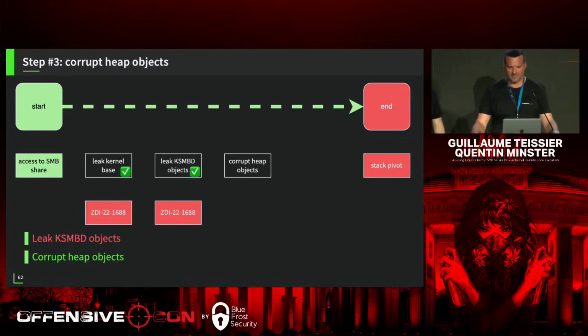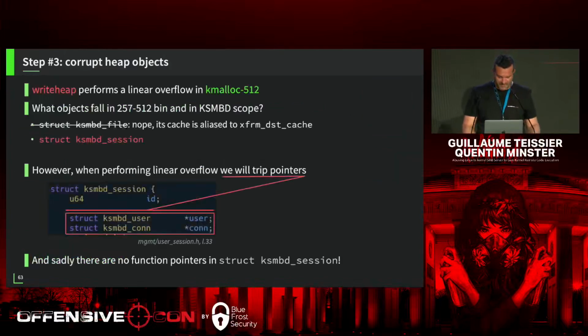That's my part, because I'm the business owner of the write heap primitive. We have leaked a lot of interesting information, thanks to Quentin. Now the question is: is that enough to corrupt heap objects and gain what we want to achieve, which is a stack pivot? Well, the answer is no, because write heap is cool, but it's just a linear overflow in kmalloc-512. As we are bound to the KSMBD scope, we need to find KSMBD allocated objects that will fit and that we can overflow.